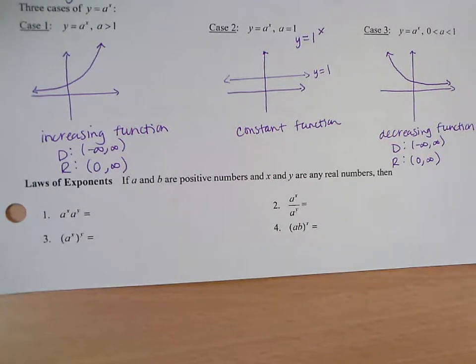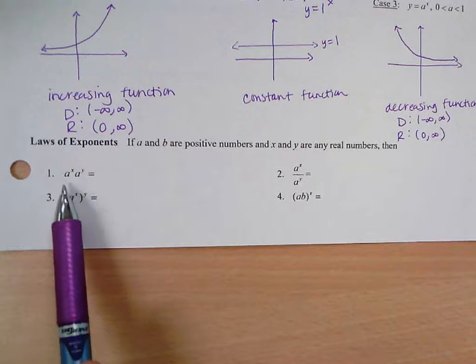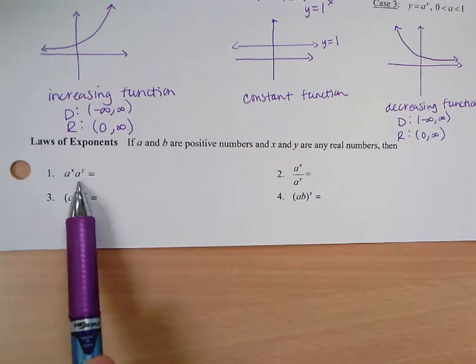And then before we get into a couple of examples, I just have as a review the laws of exponents, and we'll review these quite a bit when we get into derivatives because we'll use them a lot to simplify expressions before we actually find derivatives. So if a and b are positive numbers, x and y are any real numbers, what happens when you multiply powers that have the same base?